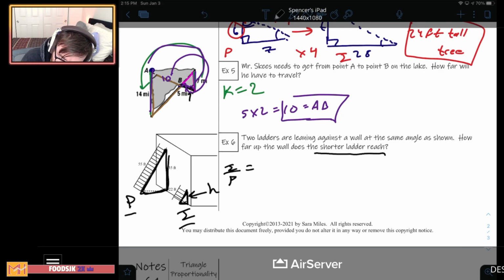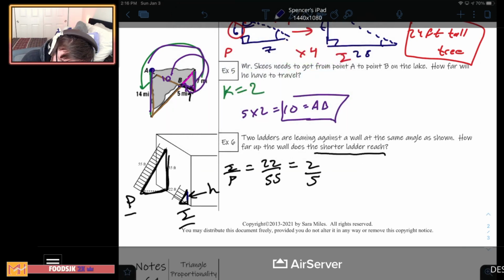So 22 over 55, the scale factor is 2/5. Anything less than 1 always shrinks, right? So we did it right. 2/5 is less than 1. So we use the scale factor. We found the scale factor. Now we use the scale factor to solve for the missing side.